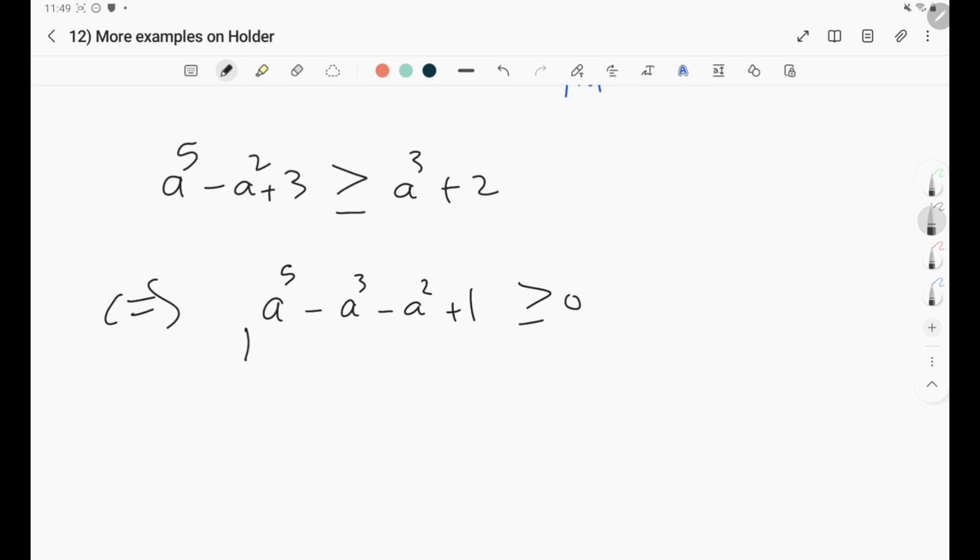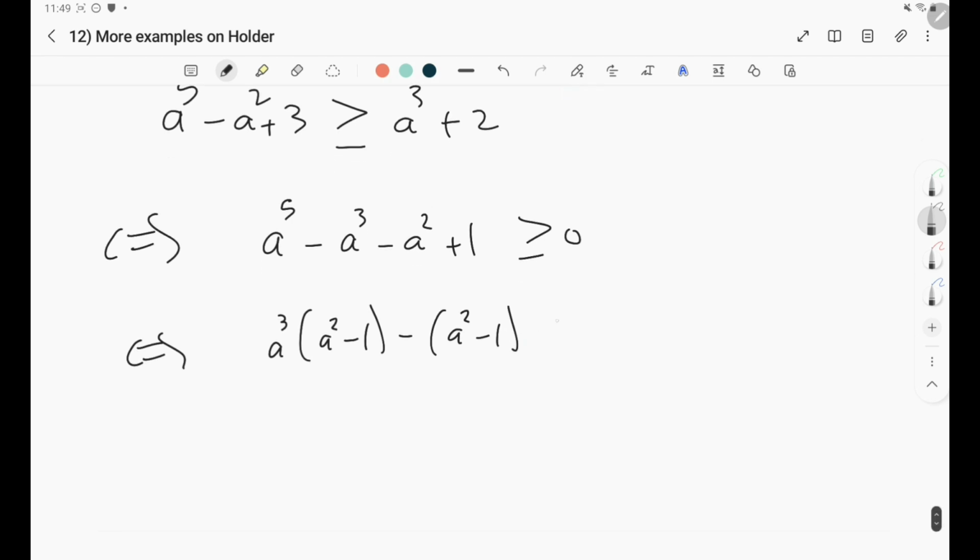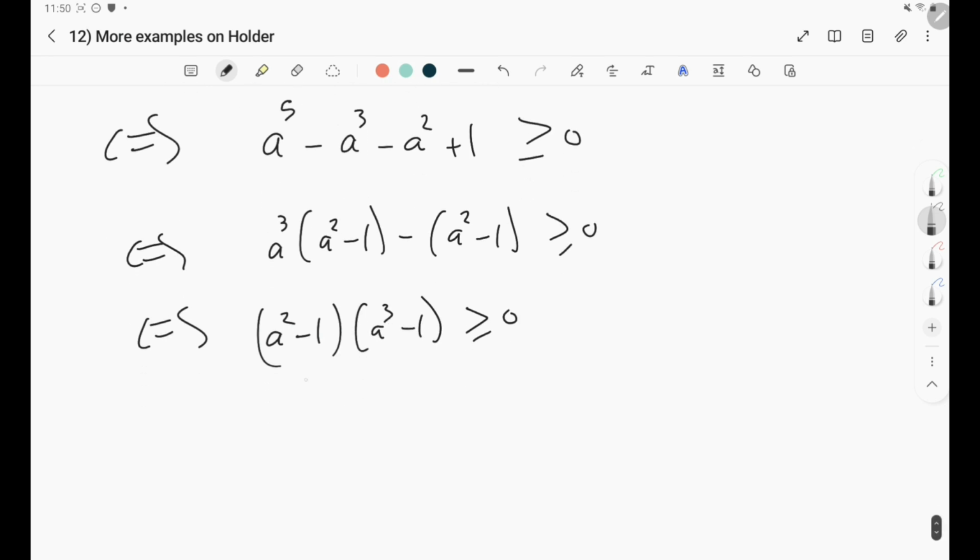Well, it's very easy to see that if you pick a square here, or sorry, a cube, a square minus 1, this thing is going to be minus a square minus 1, greater than or equal to 0. We can take a square minus 1 as a common factor. We will have a cube minus 1, greater than or equal to 0.